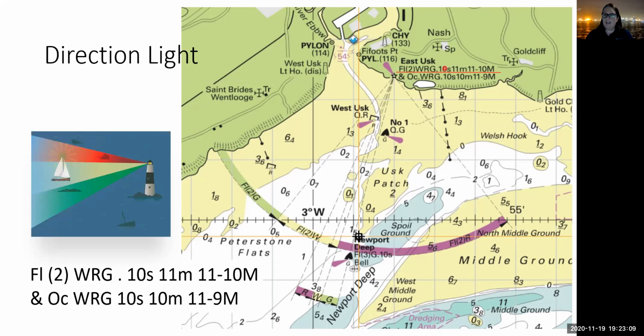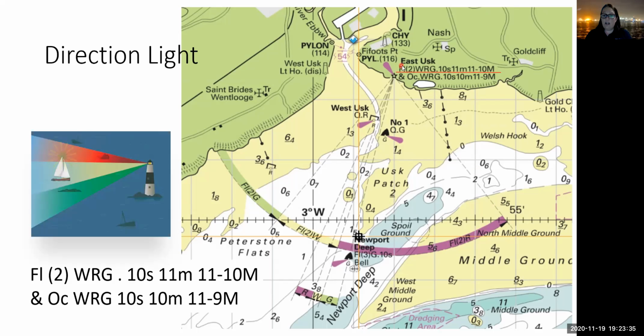We've also got 10 seconds, so it's 2 over that period of 10 seconds, from the beginning to the beginning of the next series. 11 meters above mean high water spring, so not quite as tall as the last lights that we were looking at, but visible for a nominal range of 11 to 10 miles. And in this instance, the 11 is for the white and the 10 will be for the red and the green. So you can see quite a lot of different lines and lights coming off here.